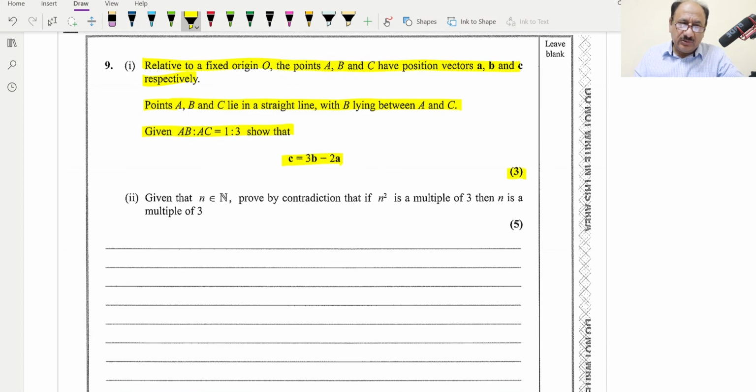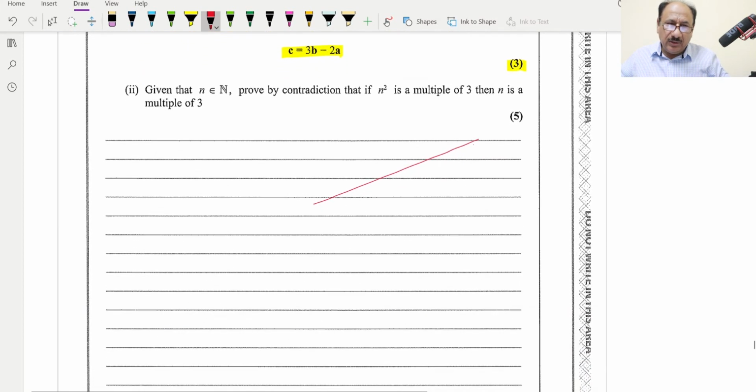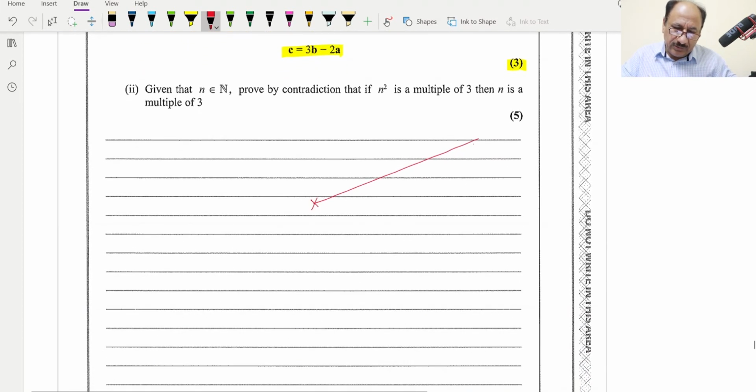It is a 3 marks question. So we can basically draw a small sketch of this situation, and it will be like this one. We have 3 points basically, if we draw properly. So this will be the line, and the points are A, and this one is B, and this point is C.